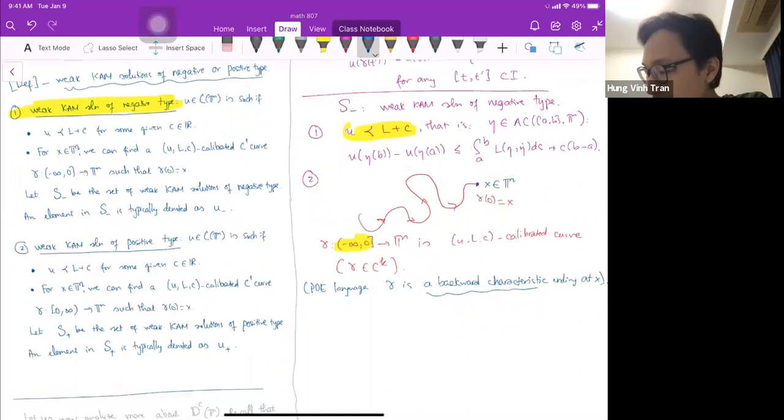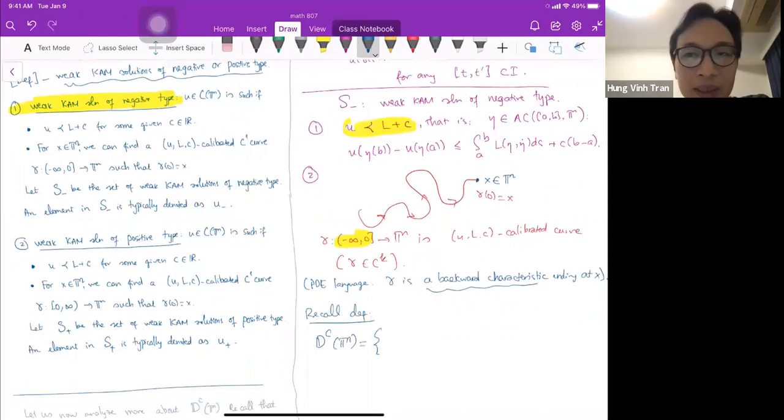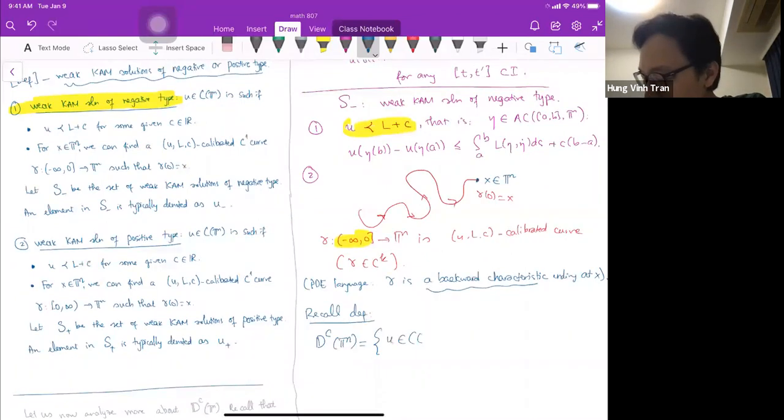So you see that there are two points here, right? Let me also recall the definition that we defined. Dominated here means dominated, normalized by c. So D_c(T^n) is the set of all functions u, continuous functions. Remember that we only require u to be continuous here. And then u is dominated by L plus c. So why is this important? It's important because it's part of the definition above here, right? This is part of what was used here. So that's why.